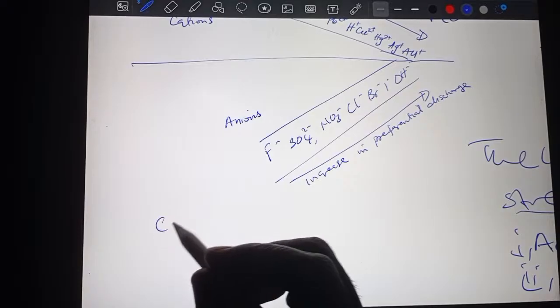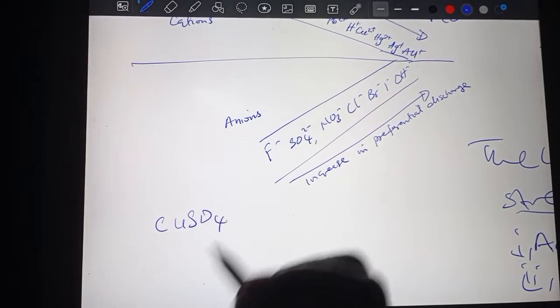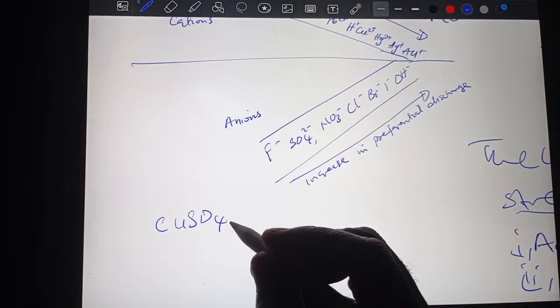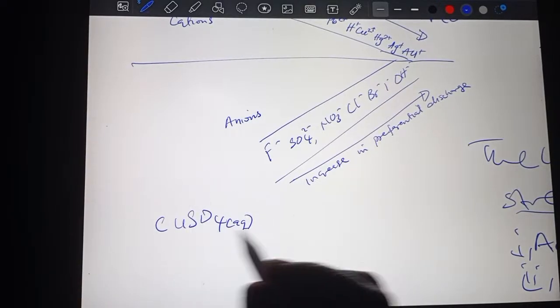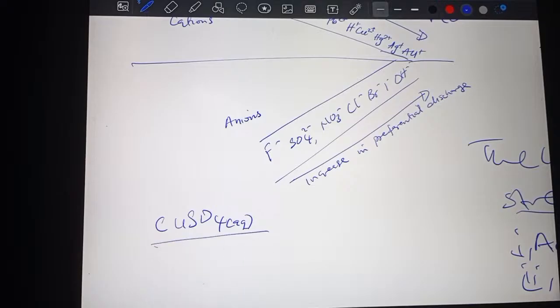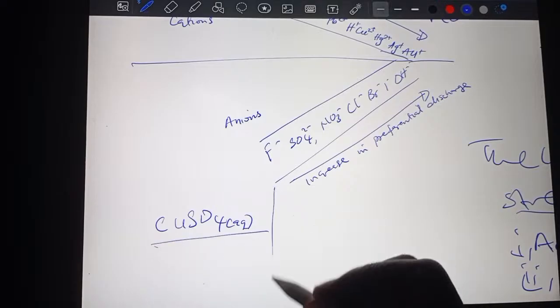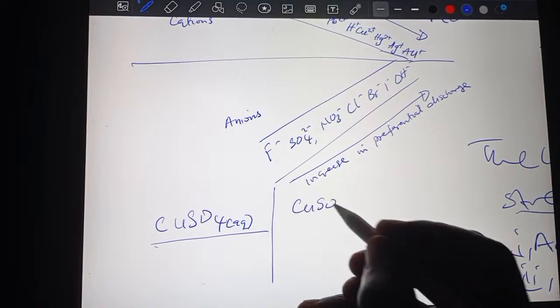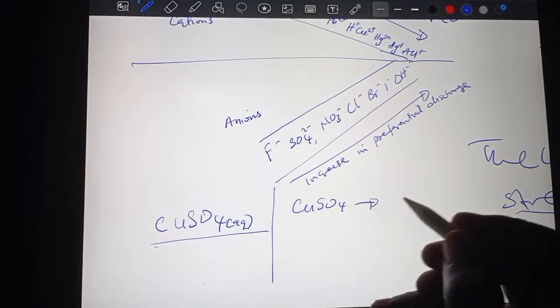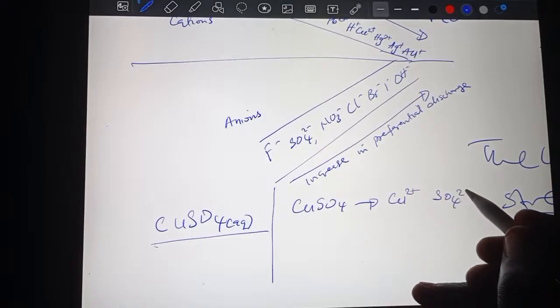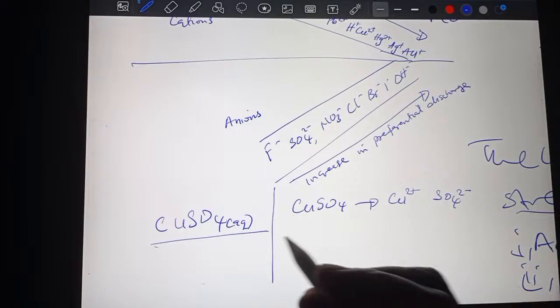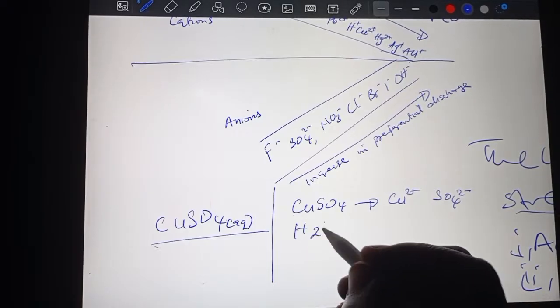Let's assume they tell you that this compound is electrolyzed: copper 2 tetraoxosulfate 6 aqueous. If you see aqueous, it means that water is added. So when we say aqueous, we have two compounds. Immediately you see aqueous, two compounds are involved. What are the two compounds? The salt itself mentioned, you dissociate it. It will give you copper 2 ion and tetraoxosulfate 6 ion. And then the second compound is water.